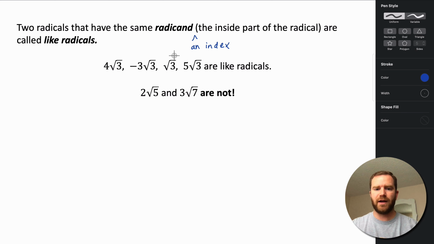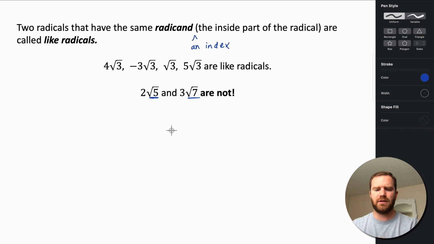So some examples of like radicals would be these: 4 rad 3, negative 3 rad 3, square root of 3, 5 rad 3. You can see that all of these have the same radicand, and all of them have an index of 2. Now, 2 rad 5 and 3 rad 7 have the same index, but they don't have the same radicand. So 5 and 7 are not the same, so we would not be able to add these.